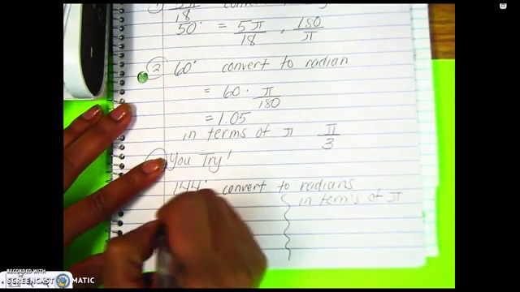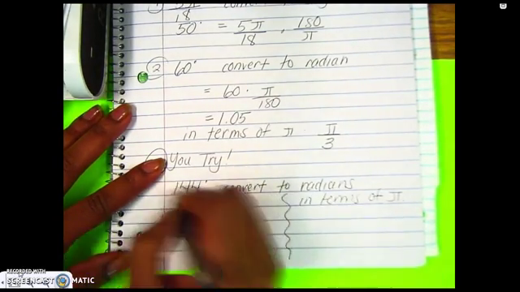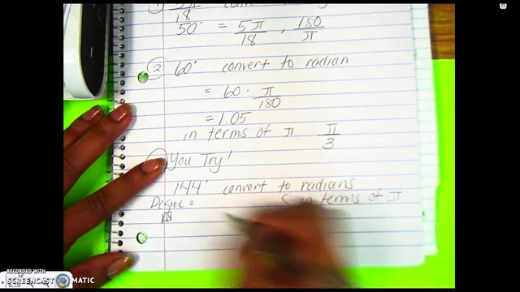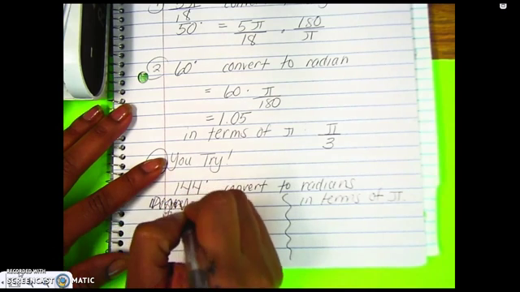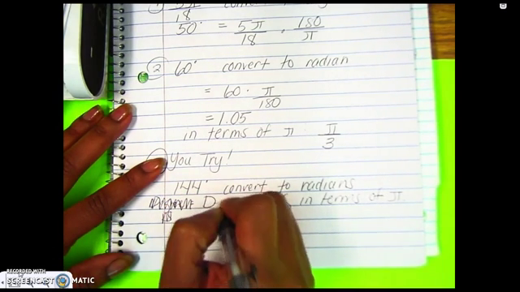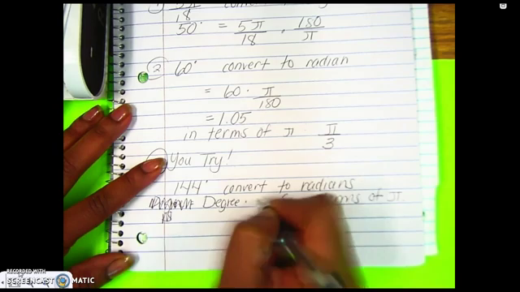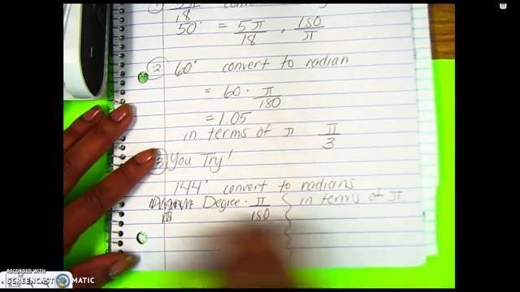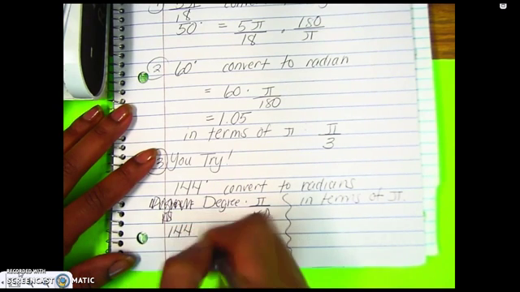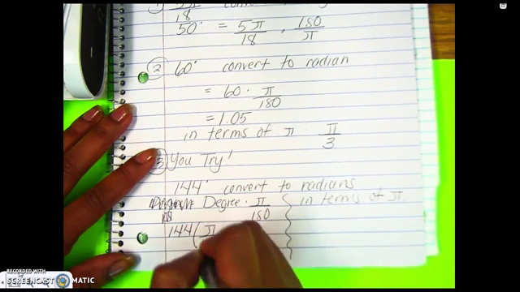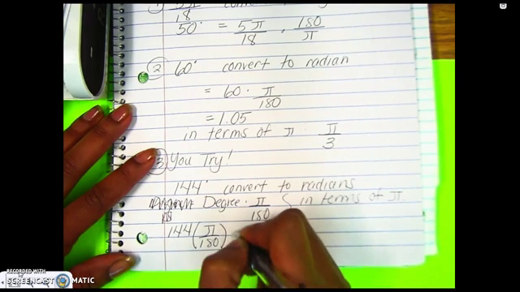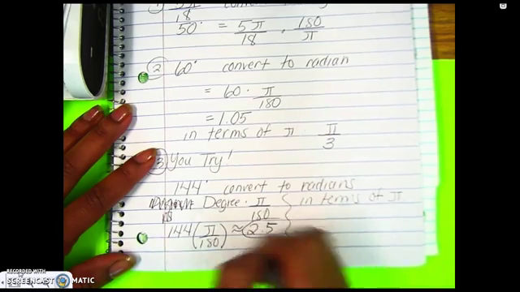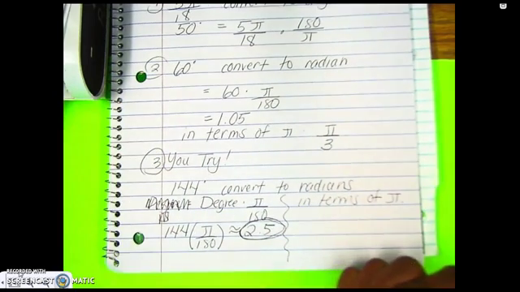Got the right answer. So you would take your degree measure, your radian measure is equal to your degree times pi over 180. So we're going to take 144, multiply it by pi over 180, and we get approximately 2.5. So that's 2.5 radians. Okay.